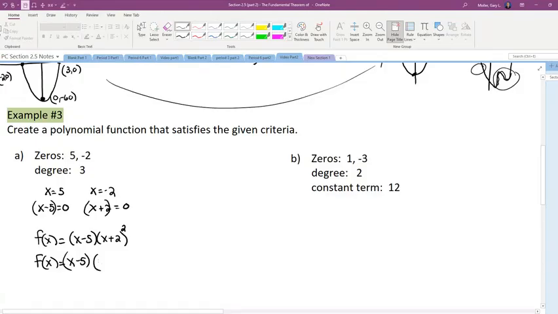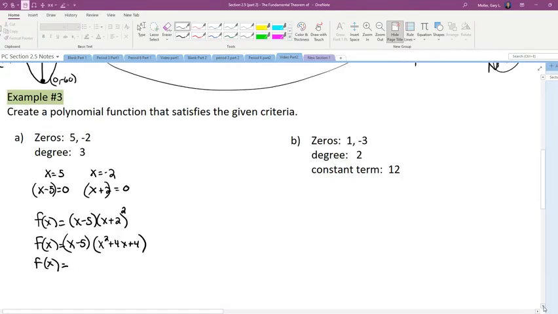Foil that out real quick. x squared plus 4x plus 4. And then distribute, and give myself some room.